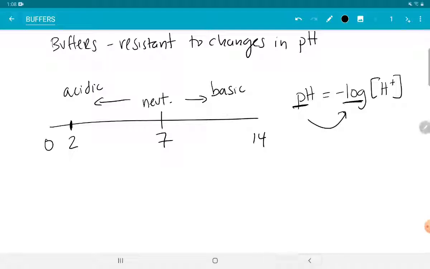Basic compounds tend to be more like ammonia, which could be found in Windex. I mean, it has that horrendous smell, ammonia. And soaps. Soaps are also very basic compounds that we use to wash our hands with all the time.